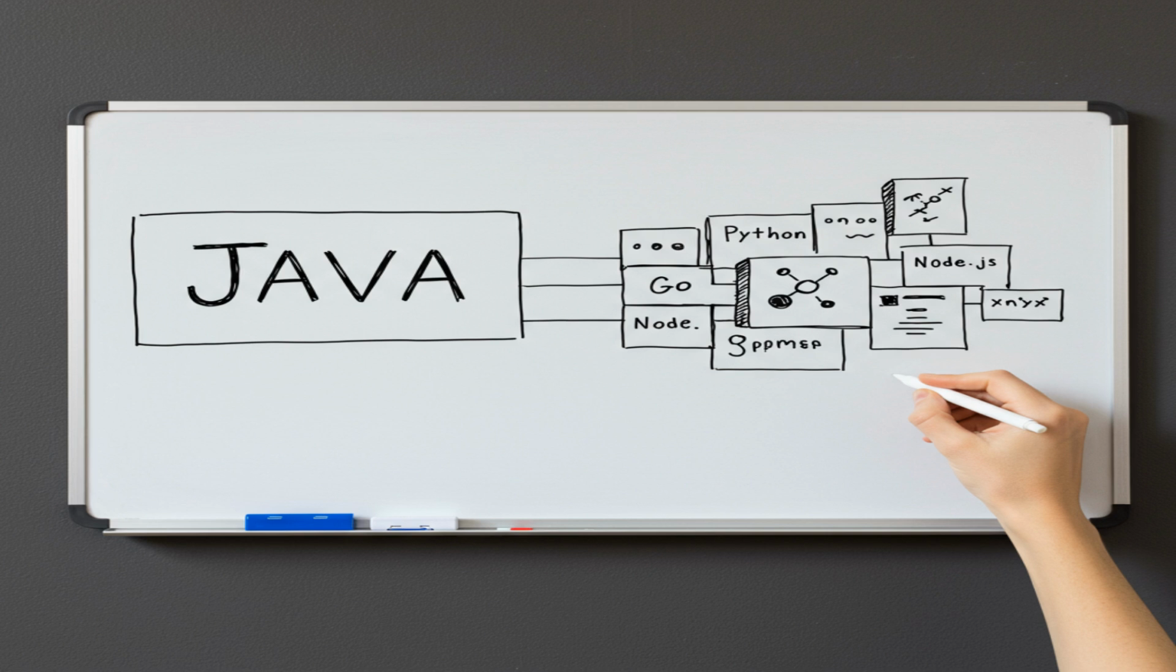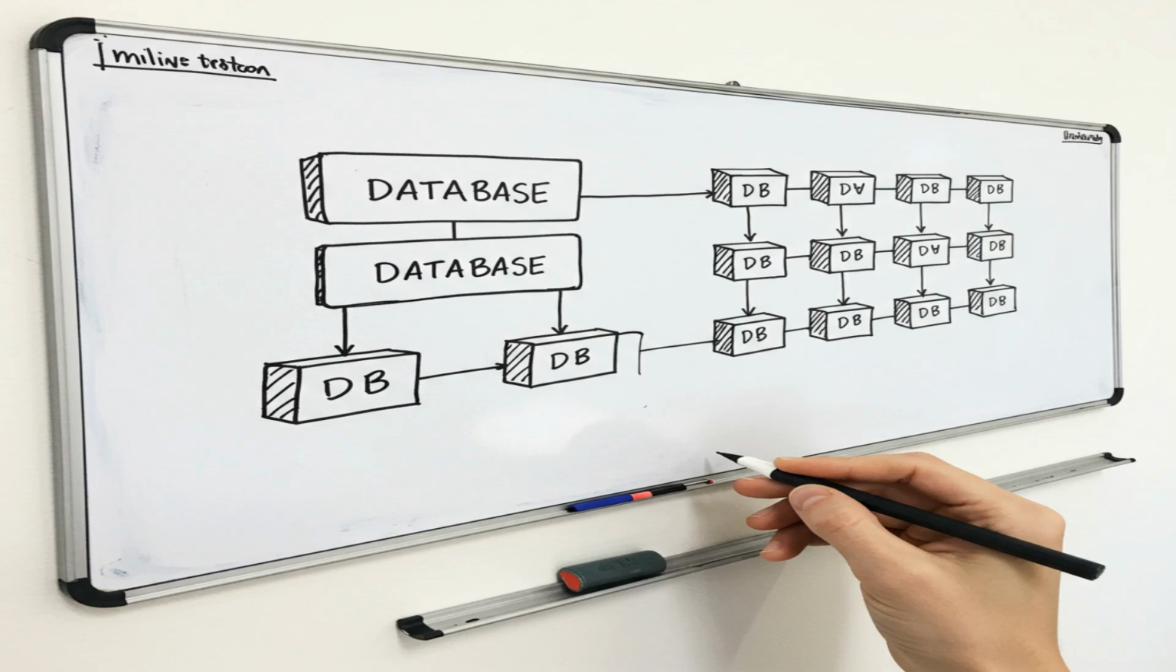Technology. Monoliths typically stick to one technology stack. Microservices promote polyglot programming, allowing different tech for different needs. Data management. Monoliths usually share a single database, simplifying transactions. Microservices have distributed data, which is more complex to manage consistency.